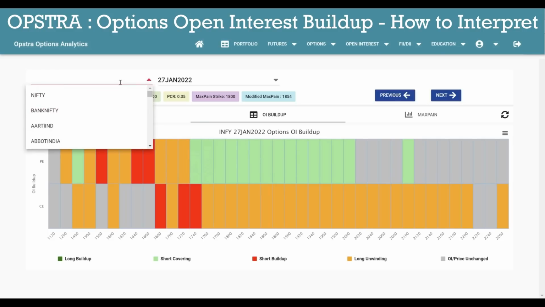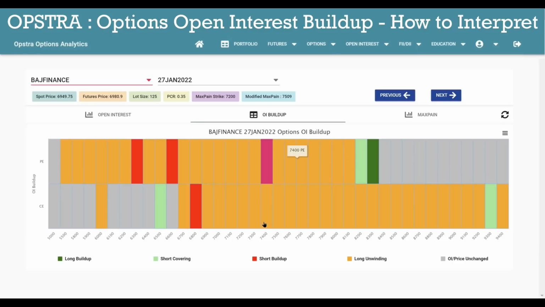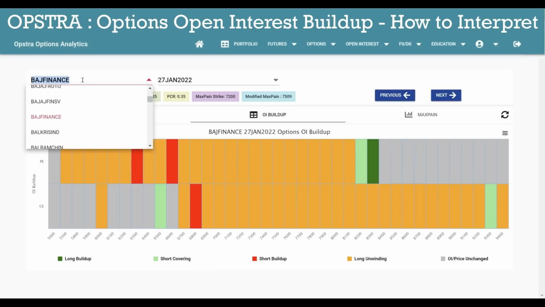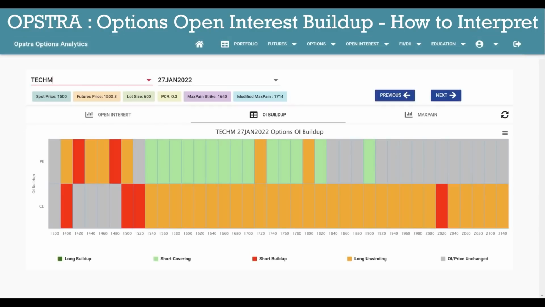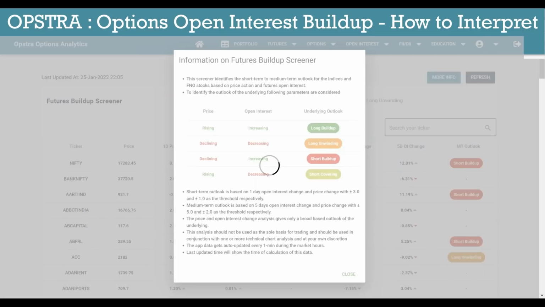Even now, let's look at what is happening in Bajaj Finance. Right, still kind of sideways, no clear signal here. But on that particular day, there was that bearishness. Now let's take a look at another tech stock, which is Techem. And again, here itself, you can see it's not looking good, right?